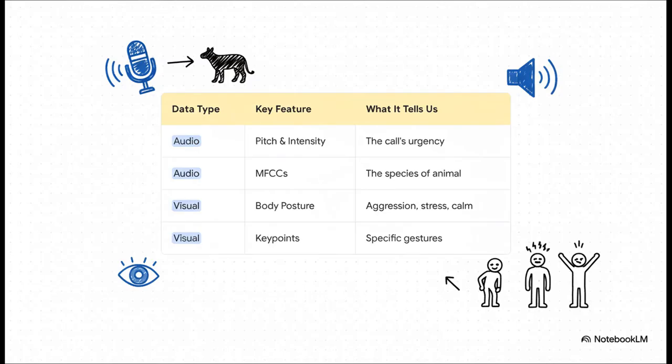And this is really how it all comes together. The audio tells us what the species is and maybe how urgent its call is. Meanwhile, the visuals tell us its emotional state. Is it stressed? Is it calm? Aggressive? Each type of data gives us a different, absolutely vital piece of the puzzle.